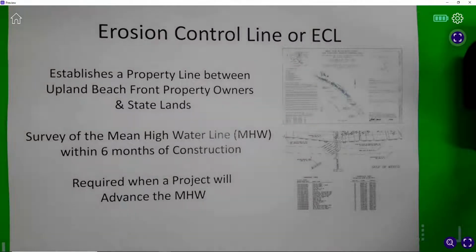So within 6 months of when we start dredging sand from the borough area to the beach. And it is required whenever a beach renourishment project advances the mean high water line, meaning we are adding sand to the beach, it's going to increase the elevation and go out into the Gulf. Therefore, the mean high water line is also going to go out towards the Gulf. So the beach will be, instead of being right at the seawall at Leonardo Arms, 200 feet plus, should the renourishment project happen.